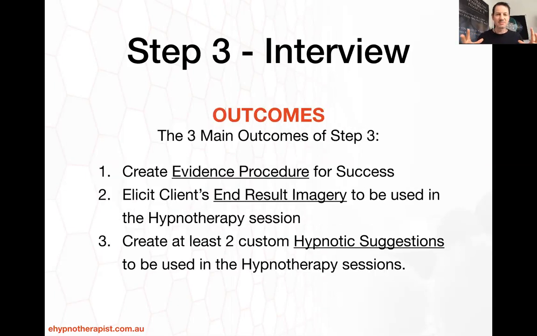So the outcomes that we're looking to achieve from step 3 is, number 1, we're going to create an evidence procedure for success. We'll talk about what that is. Number 2, we want to elicit the client's end result imagery, which is going to be used later on in the hypnotherapy session. And then number 3, we want to create at least 2 custom hypnotic suggestions that are also going to be used in the hypnotherapy session later on as well. So let's kind of break all that down.